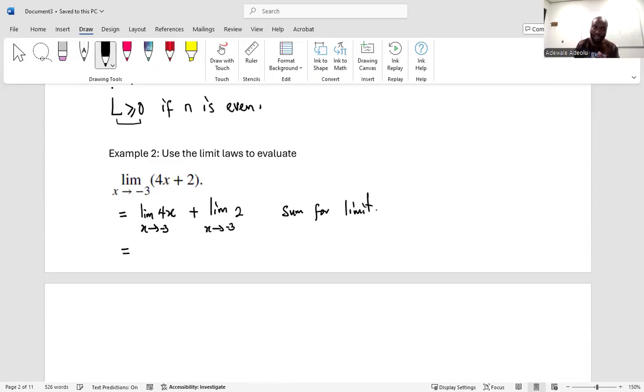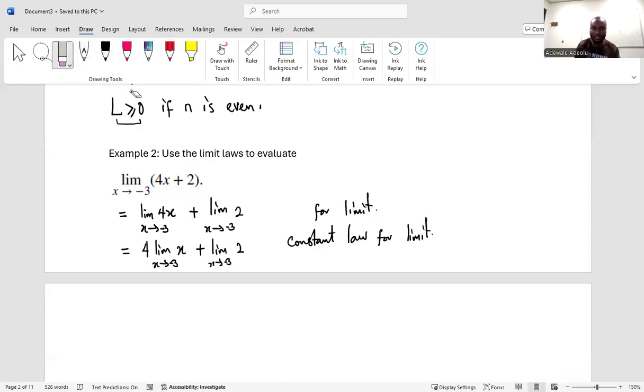Now, remember, this 4 is a constant. I can move it out, then I have 4 times the limit as x goes to -3 of x plus the limit as x goes to -3 of 2. What I used here is the constant law for limits. Here is the sum law for limits.